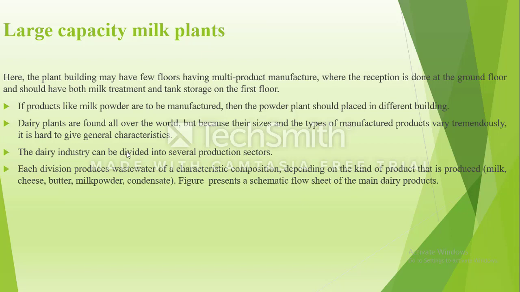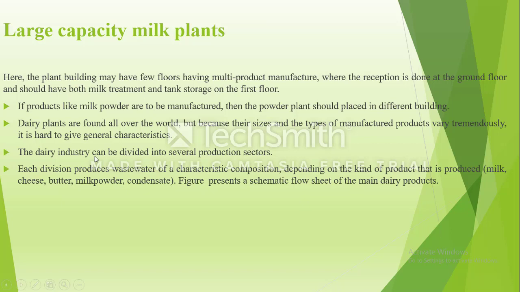As well as we can say that dairy plants are found all over the world, but because their size and the types of manufactured product vary tremendously, it is hard to give general characteristics. So, each division produces wastewater of characteristic composition, depending on the kind of product that is produced.